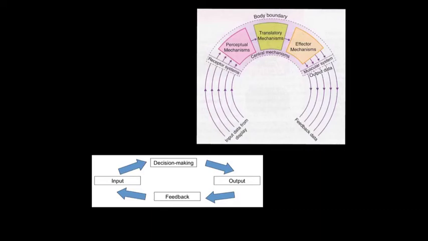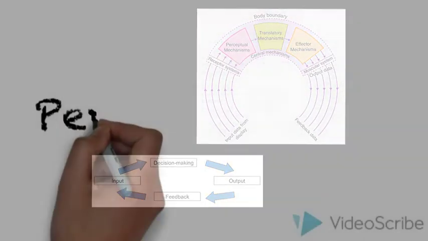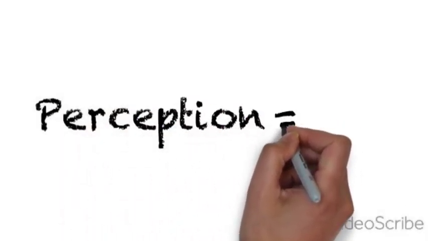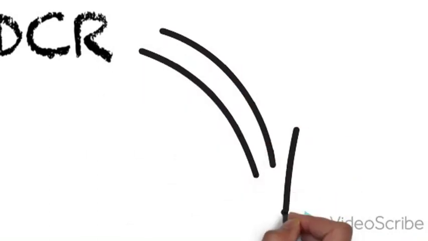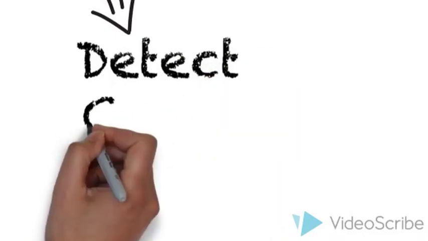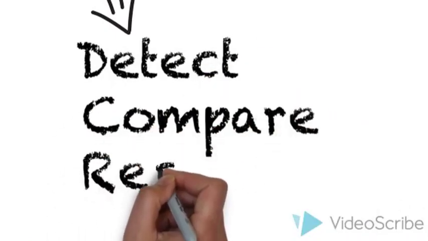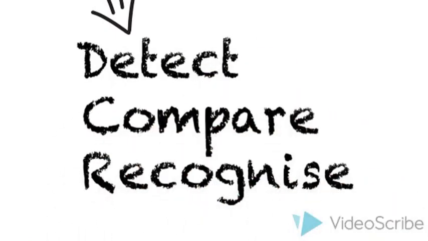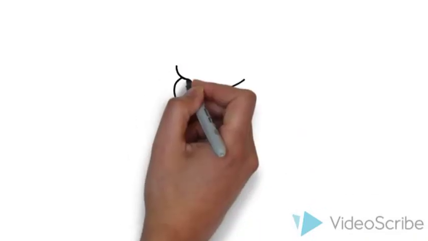One of the main mechanisms we use is called DCR. If there's an exam question with the words perception or perceptual mechanisms in the question, the key term you need to associate with that is DCR. That stands for detect, compare and recognise. Every time you see those words, you must always think, right, I'm going to get DCR in the question.